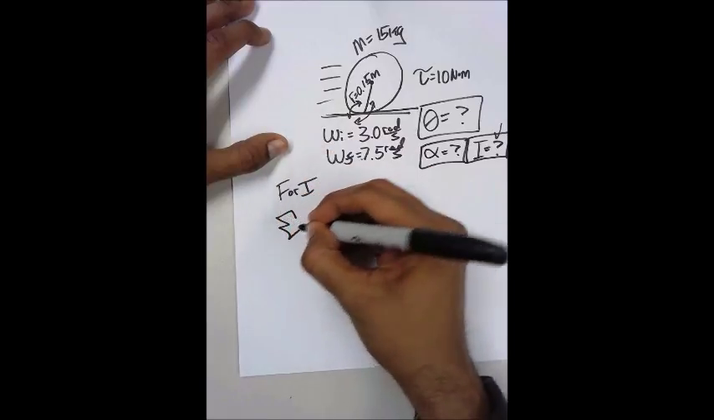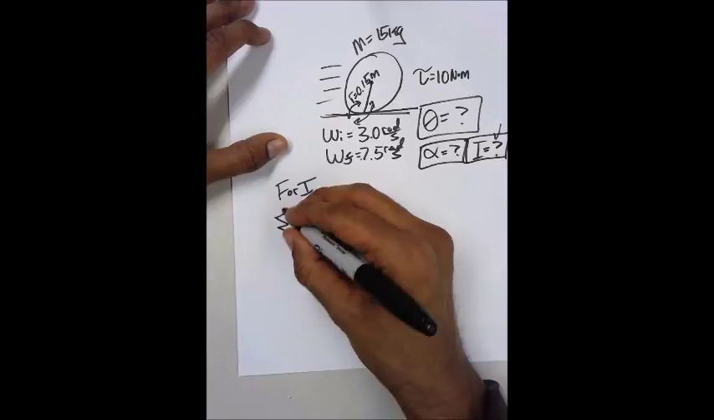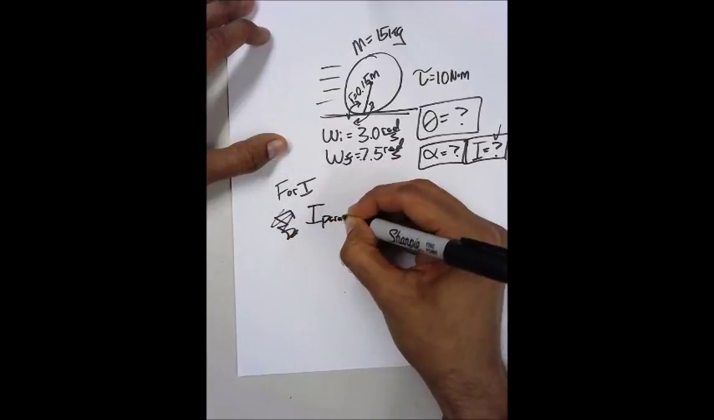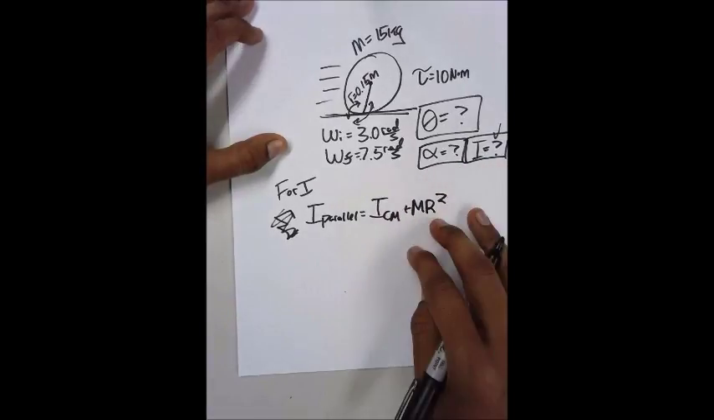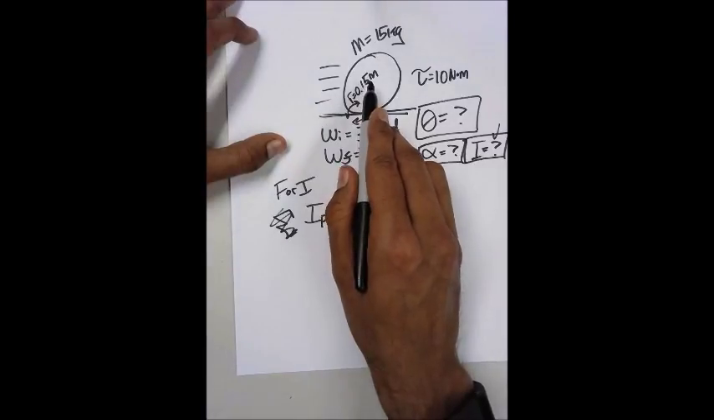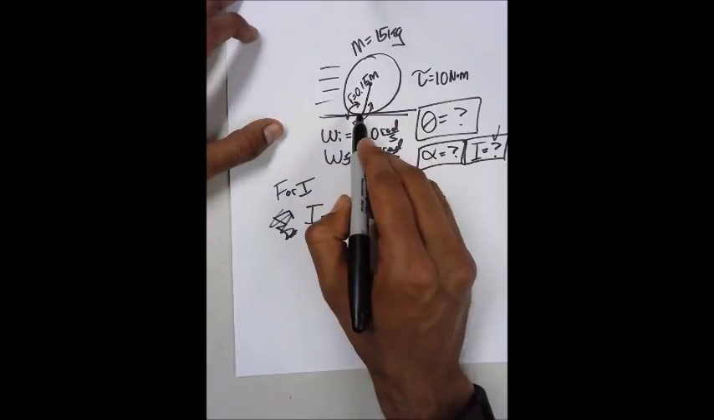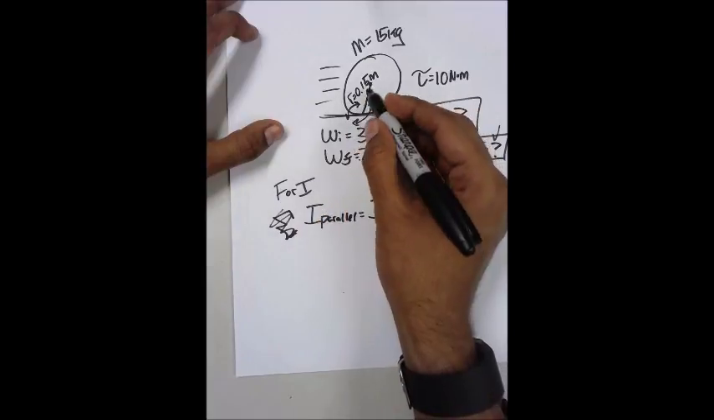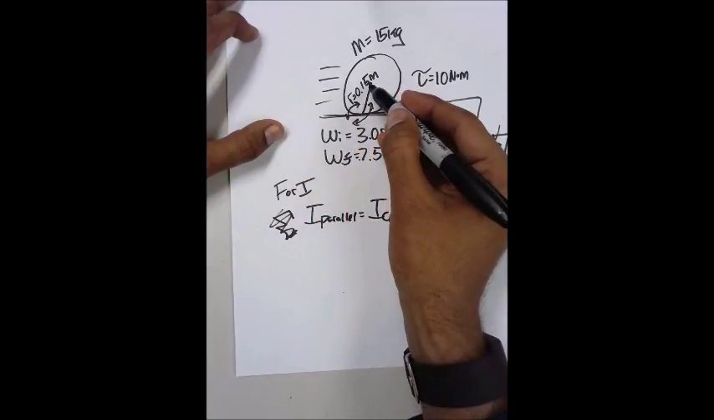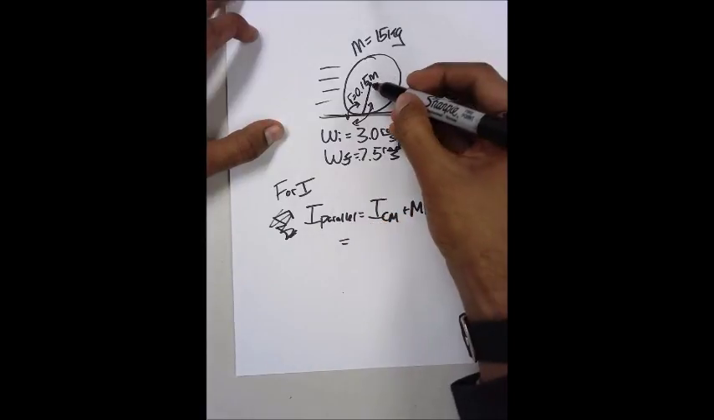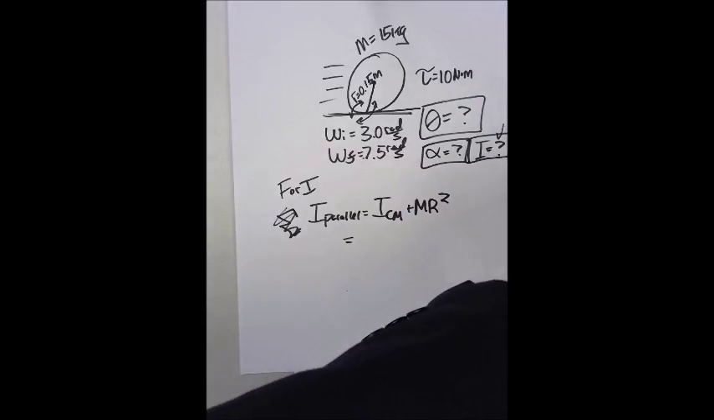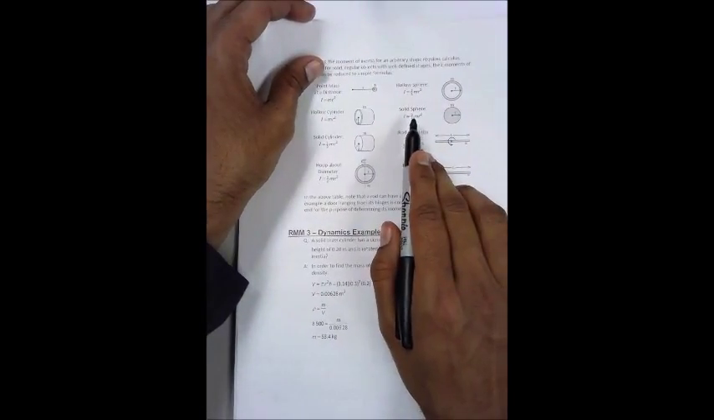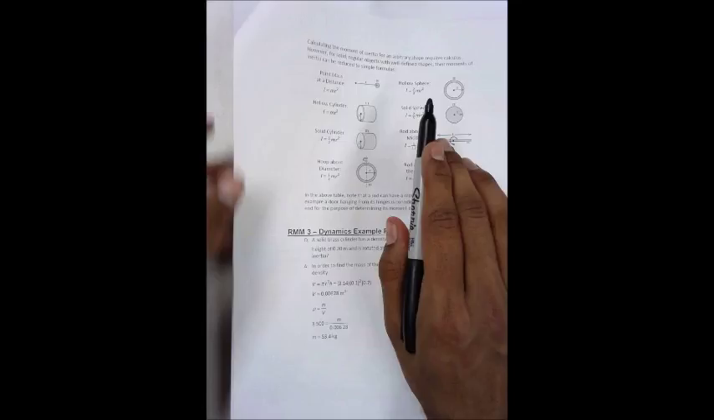Now, we know that to find I, we know that I parallel is equal to I_CM plus MR squared. Because this object isn't rotating about its center, it's rather rotating about an axis tangent to its surface. This axis has to be distinct from the moment of inertia about the center. So we know that the moment of inertia about the center for a solid sphere is 2/5 MR squared. You can look back at your table to figure that out.